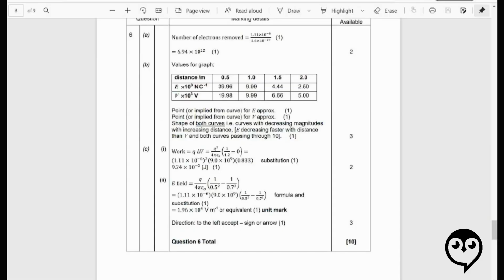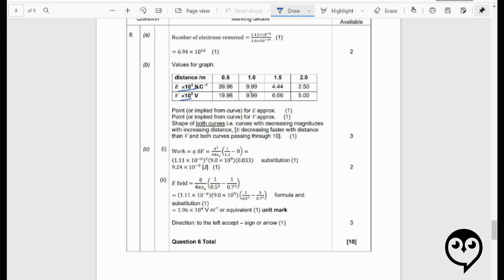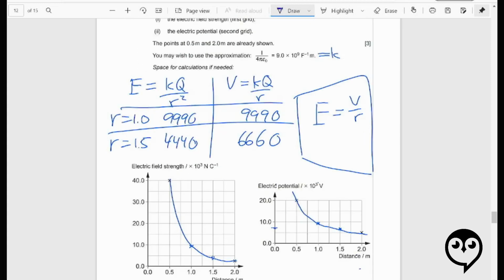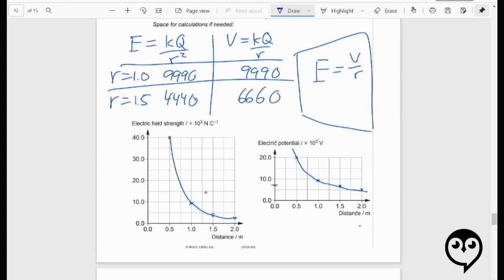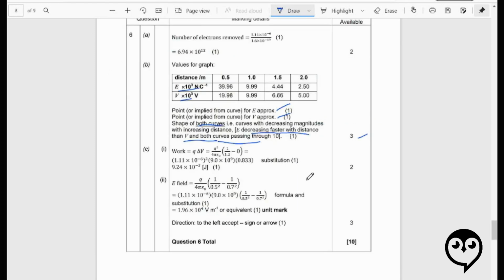So we'll check out our answers. Those are the same values that I had. Of course, they've got times 10 to the 3 here. I had it multiplied out, but that all works into the graph, into the table. So for 3 marks: point or implied from the curve for the approximate E, approximate V. Shape of both curves with decreasing magnitudes at increasing distance, fine, and E decreases faster with distance, and both curves passing through 10. That's what we had. They both travel through the point 1, 10, and this is a steeper curve and it's going faster. Yeah, definitely. All right, moving on.